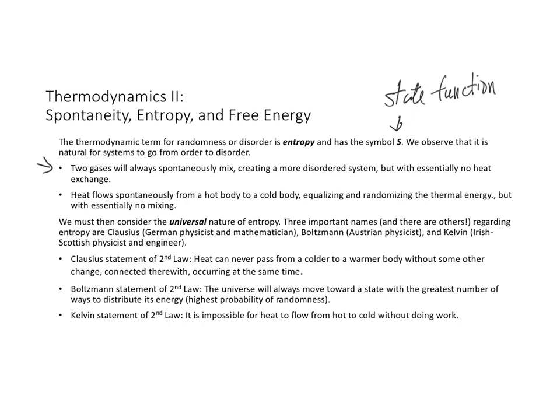We must then consider the universal nature of entropy. There are three very important names regarding entropy. There are more, but three important ones: Clausius, Boltzmann, and Kelvin. Clausius made this statement: heat can never pass from a colder body to a warmer body without some other change occurring at the same time.